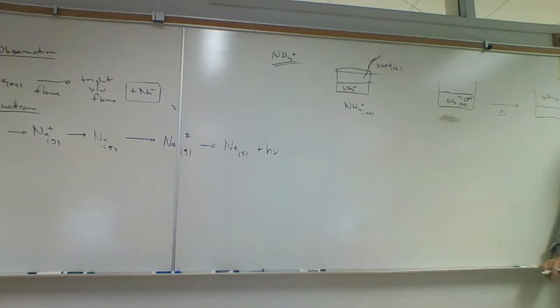Now we have to detect the presence of ammonia gas. One way of detecting the presence of ammonia gas is just smell. You could smell it. But we aren't going to smell it because smelling chemicals can be dangerous, especially if you're producing something toxic. So we don't want to smell it. What's another way we can detect the presence of ammonia gas?